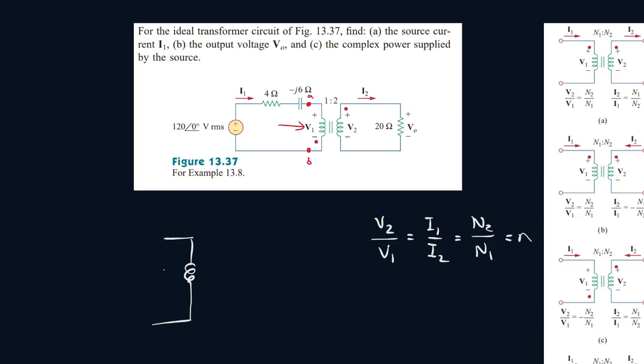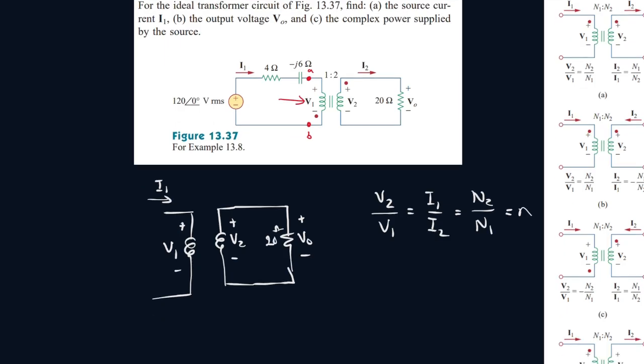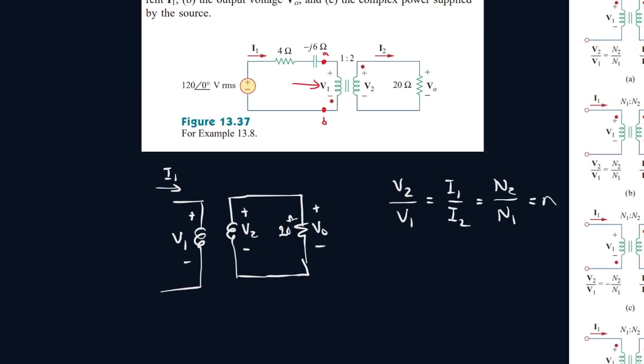So this is V1. We have I1 here, then we have V2, VO here, and 20 ohms up here. Okay, so first thing, let's find V Thevenin, which will just be equal to V1.